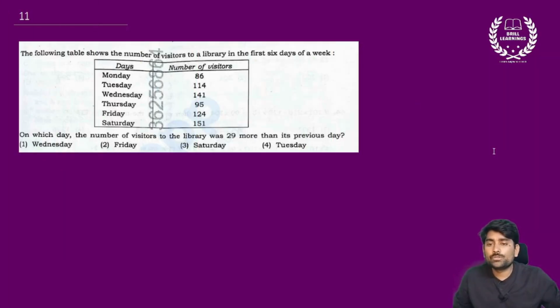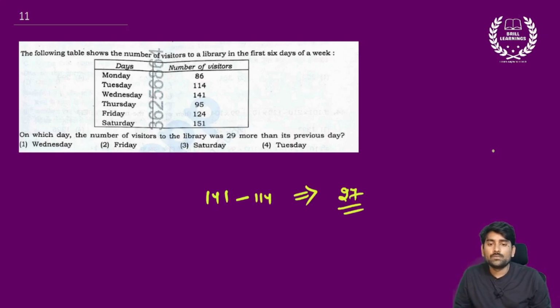The table here shows the number of visitors to a library, okay. On which day the number of visitors to the library was 29 more than its previous day. We need to find the difference from previous day to its following day. Okay, so whichever gives the 29 value, that is our answer. So let's check Wednesday. Wednesday is 141 here. Okay, and the previous day is Tuesday. That means 114. What is the difference here? 141 minus 114, this is 27. So first one is wrong. Friday. Let's check second option. Friday means it is 124 and the previous day is 95. Here it is 29. So second one is the right answer. Let's move on to the next question.